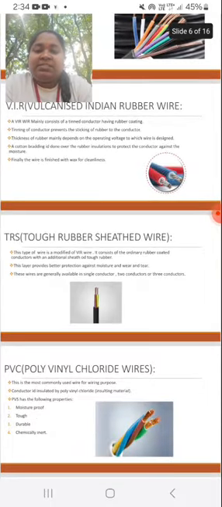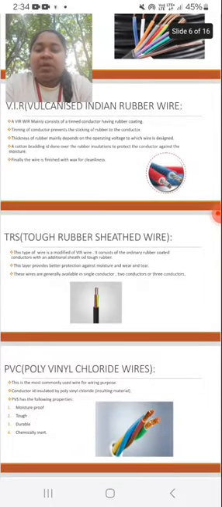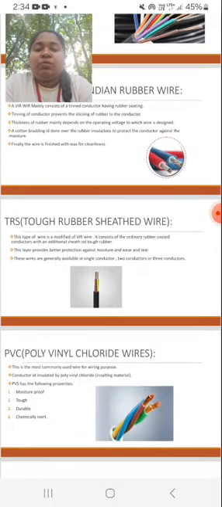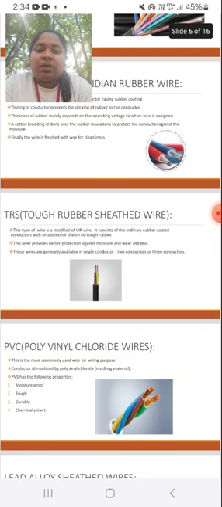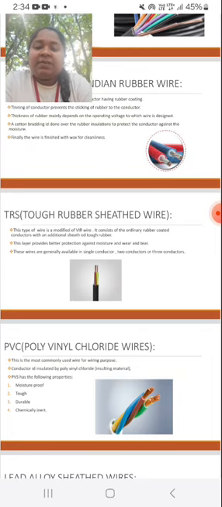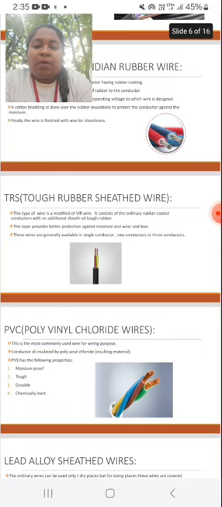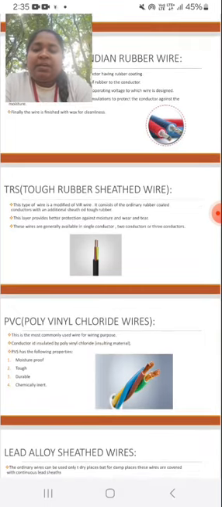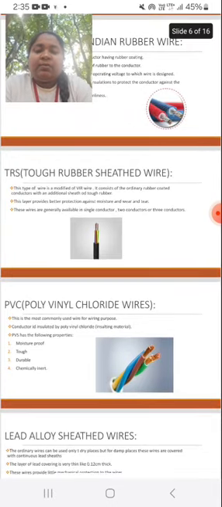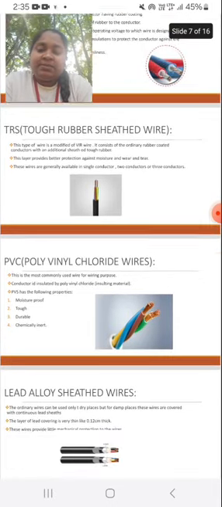Next one, PVC, polyvinyl chloride wires. These are the most commonly used wires for wiring purposes. The conductor is insulated by polyvinyl chloride insulating material. PVC has the following properties: moisture proof, durability, and chemically inert. You can see the image of PVC.